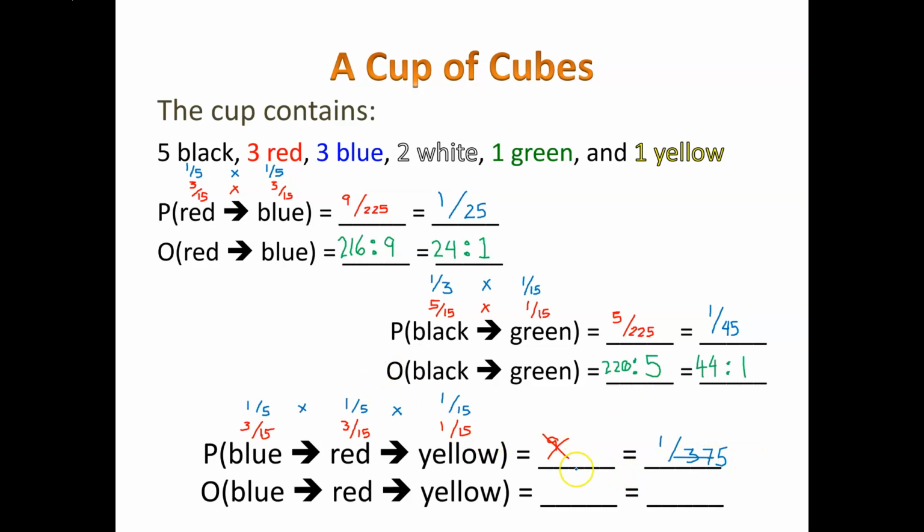So the probability of blue, put it back in, shake, red, put it back in, shake, yellow, is 1 out of 375. Let's turn that into odds. What are the odds of that happening? Remember, we got losers on the left and winners on the right. There's one way to win, so 1 on the right. 375 total possibilities, only one of them wins. All the rest are losers. 375 minus 1, 374. So the odds of the sequence blue, then red, then yellow is 374 to 1.